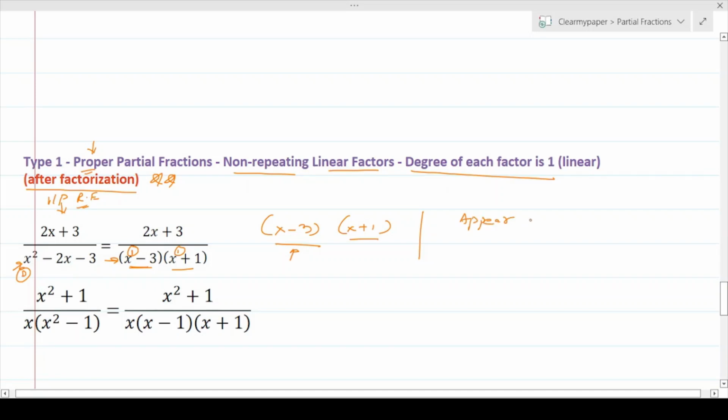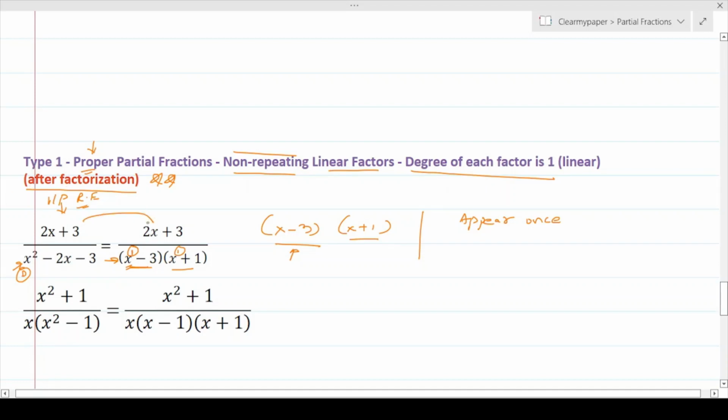So what are the two conditions? Once you factorize, the individual factors are non-repeating and each of the factors is linear in nature. That's what non-repeating linear means. It's non-repeating, and each of the factors is linear in nature, meaning the exponent or the power or the degree of the unknown variable x by itself is 1.